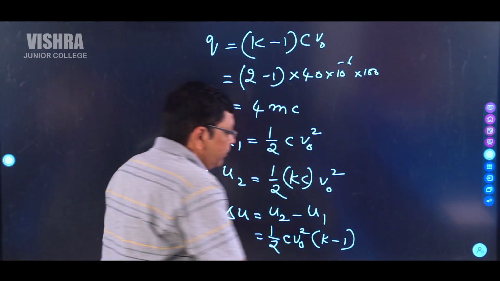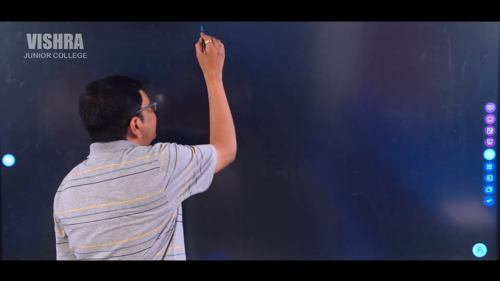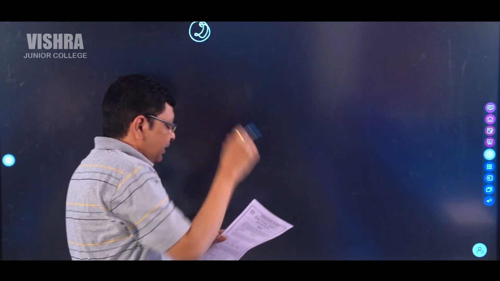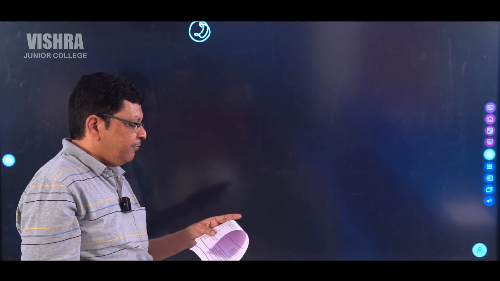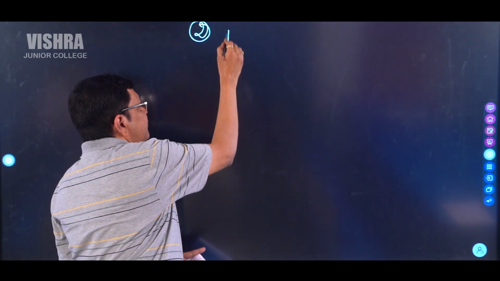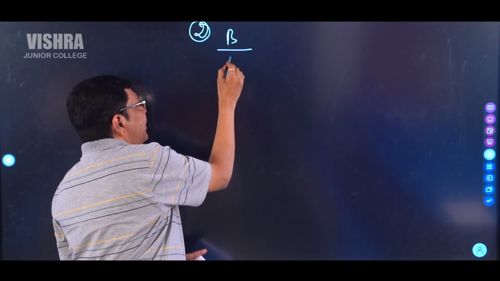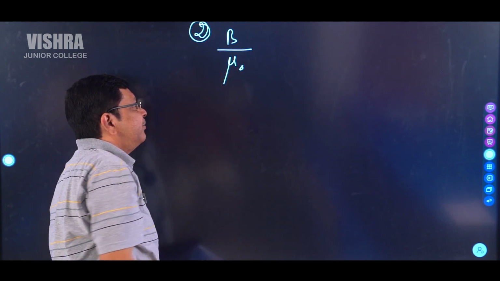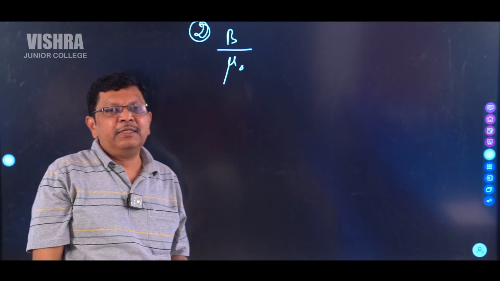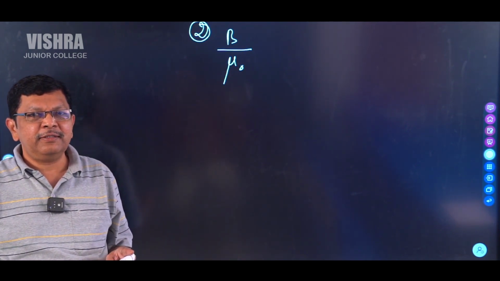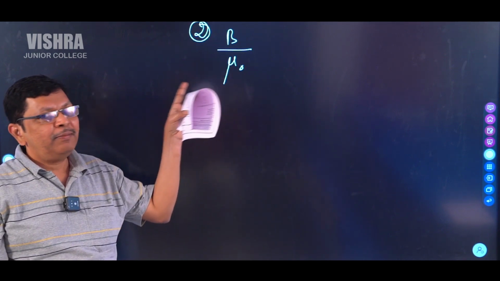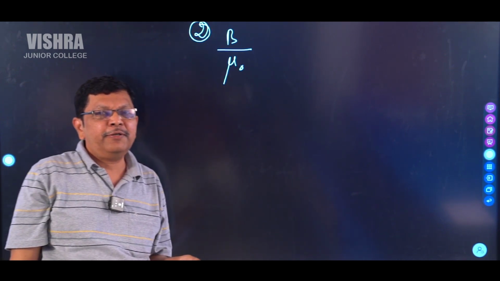Now let me go through the next one. In the second question, he has asked to find the dimensional formula of B by mu naught. So we have to calculate the dimensional formula of B divided by mu naught. B is the magnetic field induction strength, and mu naught is the magnetic permeability of vacuum.